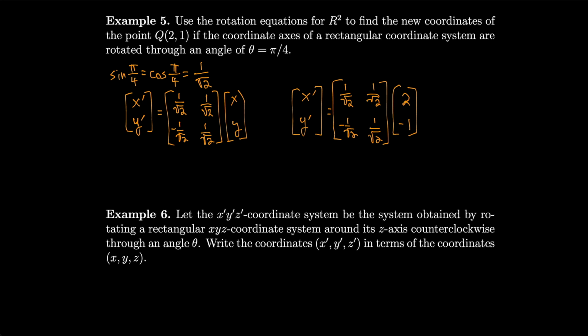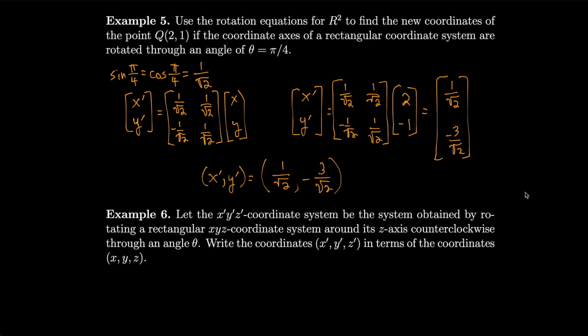Okay, so multiplying, we get 1 over root 2, minus 3 over root 2. So that's what the new point (x', y') is after the rotation. It's (1/√2, -3/√2).